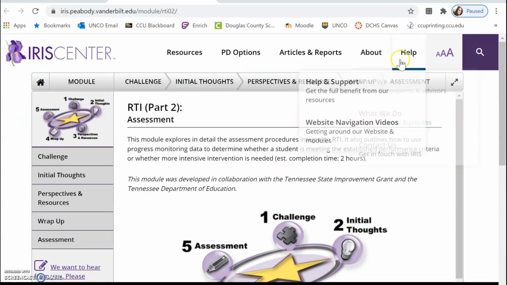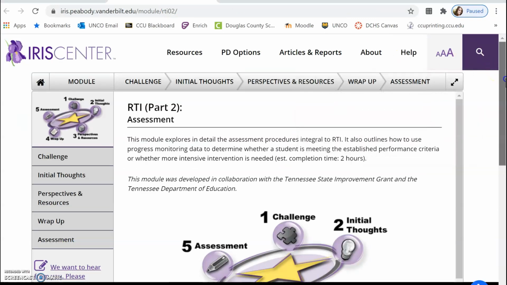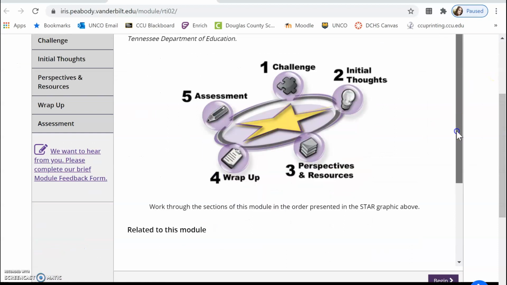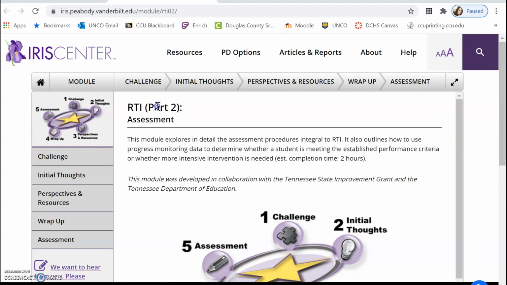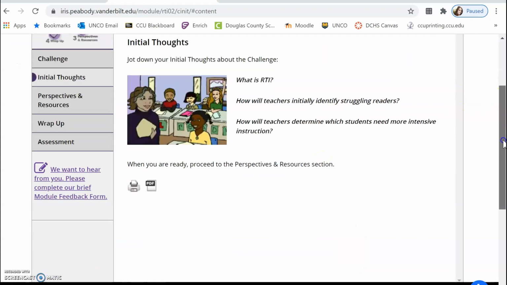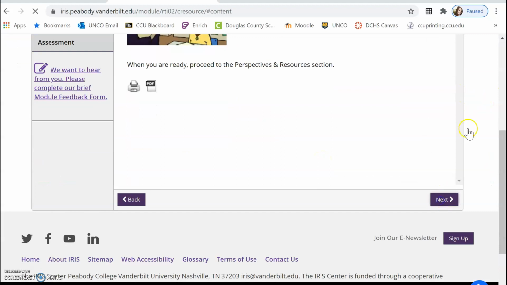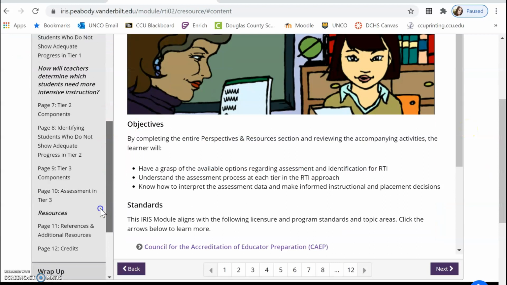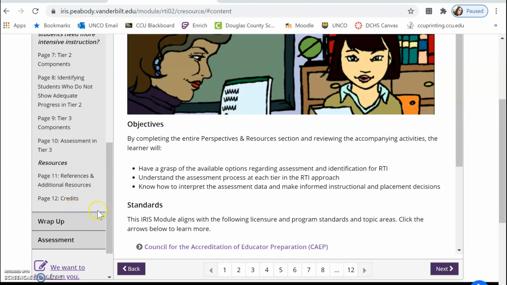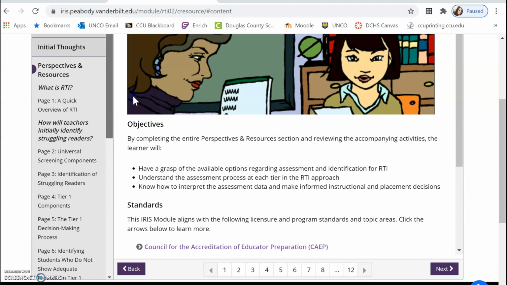So here's the IRIS module. I'll open it up. I'm sure that the majority of us are familiar with the IRIS process, but you'll see that this is an IRIS module that addresses concepts of response to intervention, particularly with assessment in mind. So you can click through on the side and read through some of these suggestions, proceed, etc. You can see there are several different areas and resources to review here. So this is a great opportunity for you to go through.